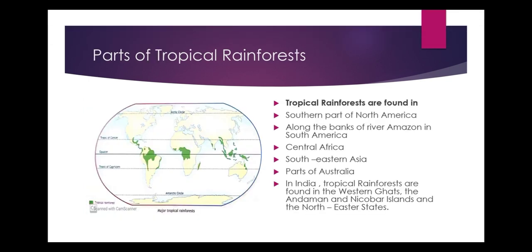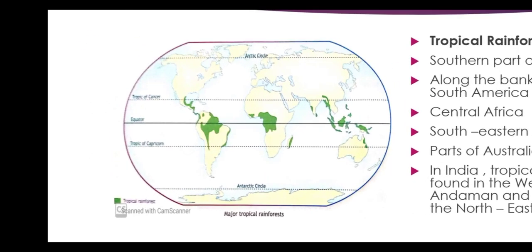So children, in this slide, we will learn about where these tropical rainforests are found. In the previous slide also we have discussed this, but now we'll locate the places on the map. First of all, these tropical rainforests are found in the southern part of North America, along the banks of river Amazon in South America, Central Africa, Southeast Asia, and parts of Australia. In India, tropical rainforests are found in the Western Ghats, the Andaman and Nicobar Islands, and the northeastern states. Now let us try to locate them on the map.